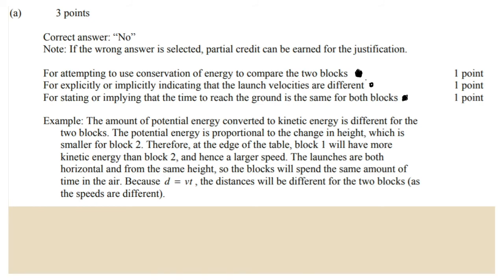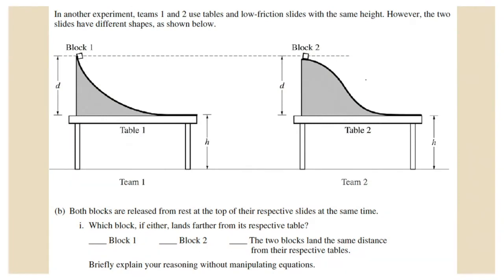All right, moving on. It says here for part B, in another experiment, teams 1 and 2 used tables and low friction slides with the same height. Remember, this is one of the general notes in the AP physics exam review concepts. Low friction means no friction. However, the two slides have different shapes, as shown below.